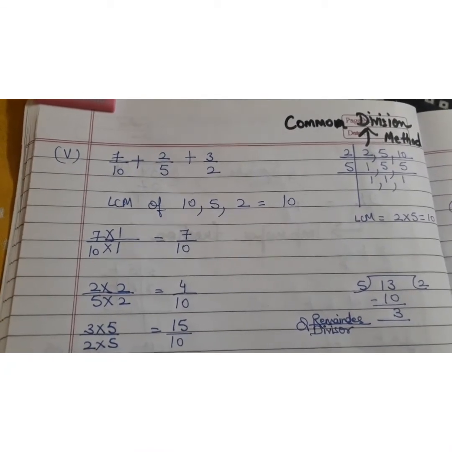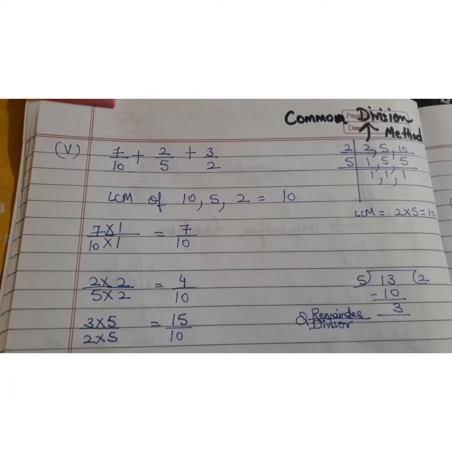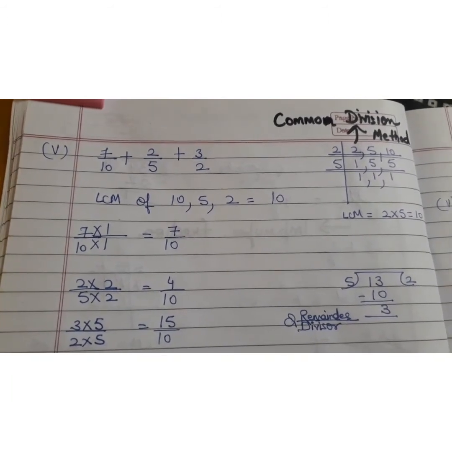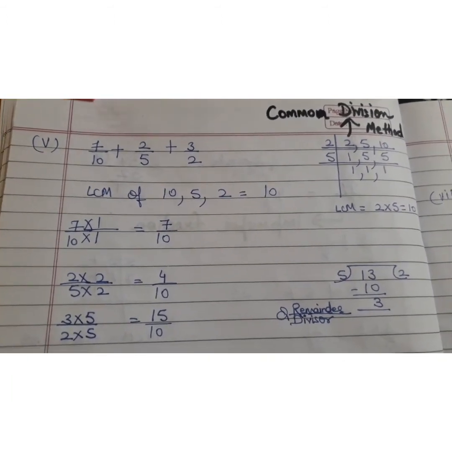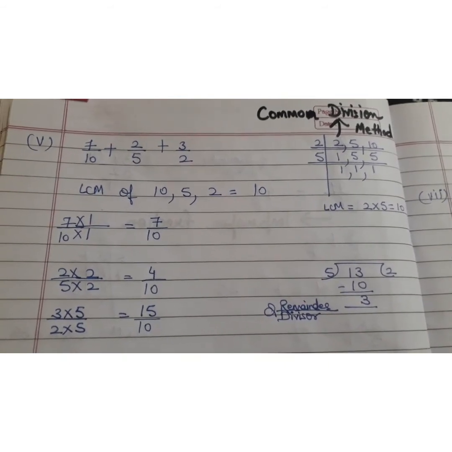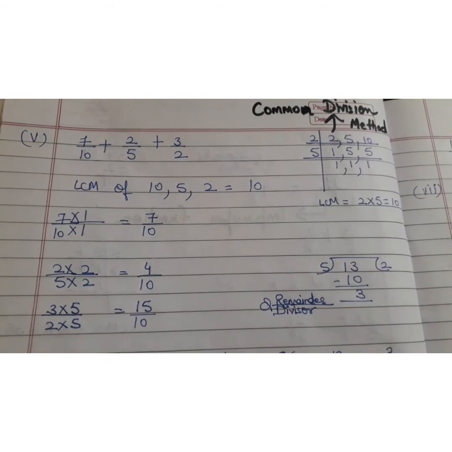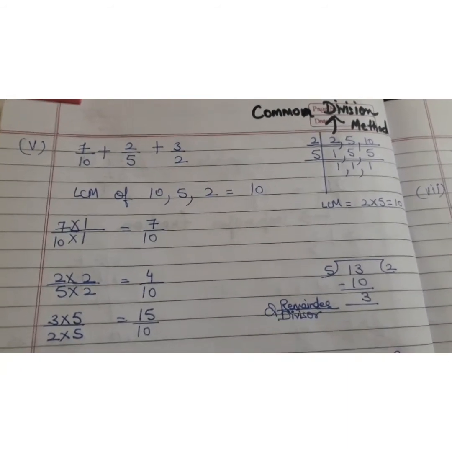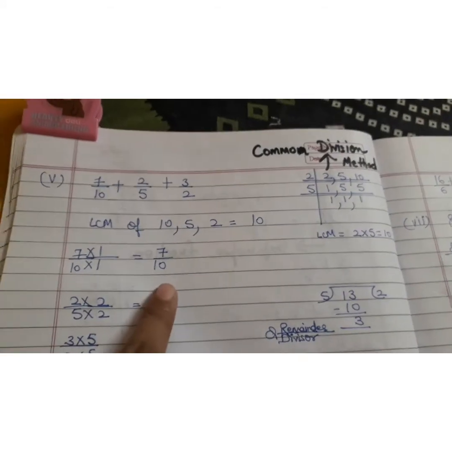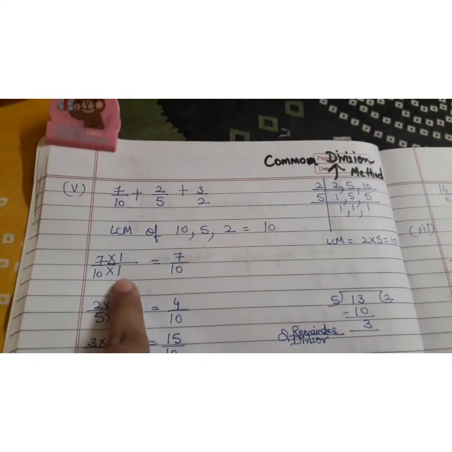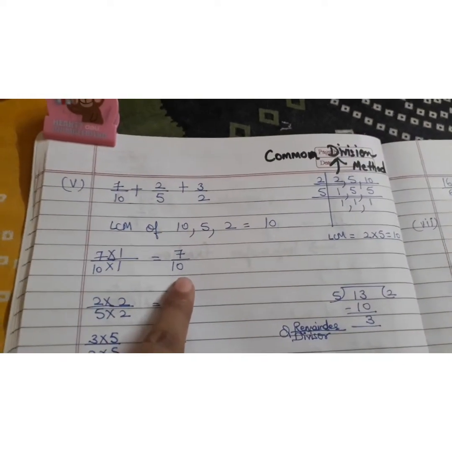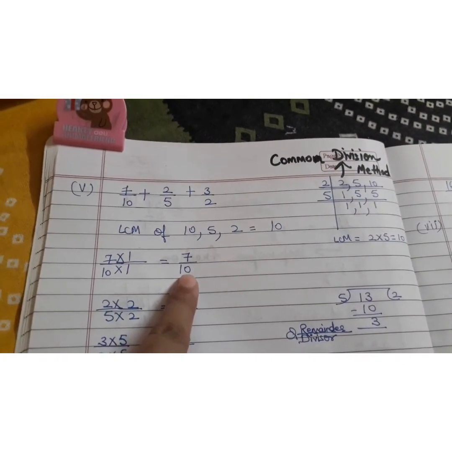Take the LCM of the denominators 10, 5 and 2. You will get 10. Use the common division method to get the LCM. You will get the LCM 10. And after that, take the first fraction 7 by 10. Make it equivalent to the LCM number 10. Multiply it with 1 to get 10 here. This is the LCM number.